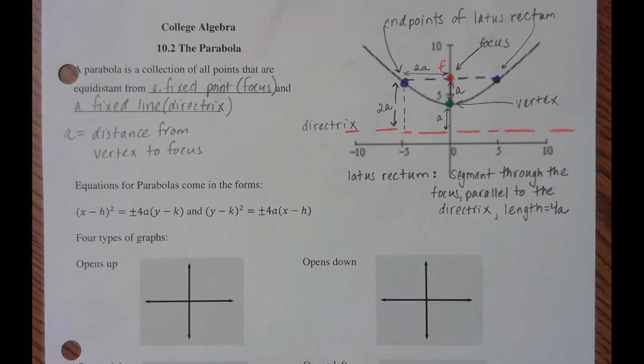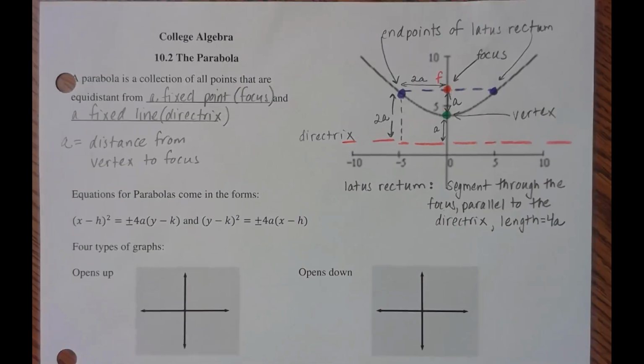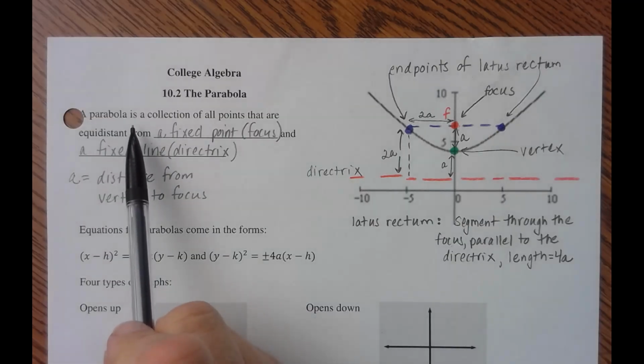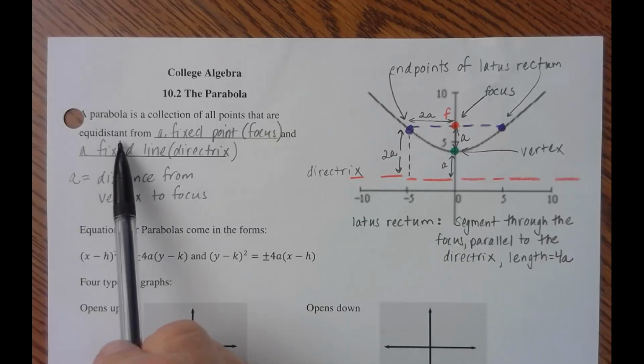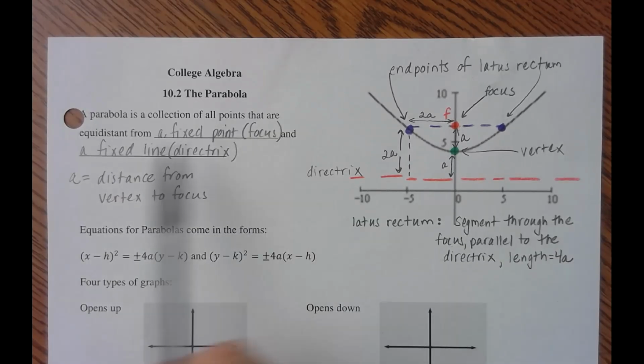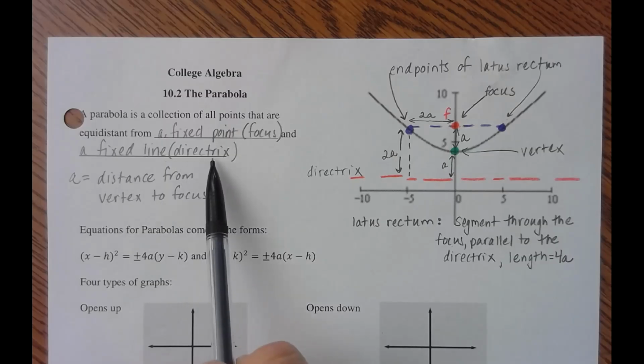Today we're going to talk about the equations for parabolas, a specific type of conic section. First of all, the definition of a parabola is a collection of all points that are equidistant from a fixed point called a focus and a fixed line called a directrix.